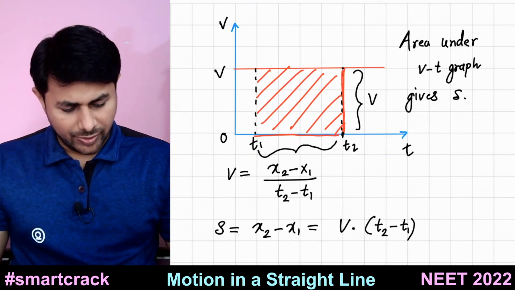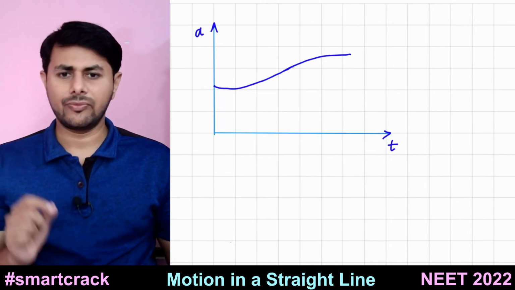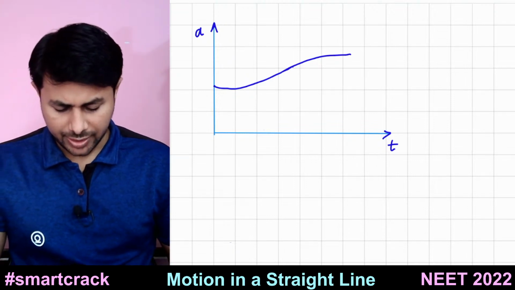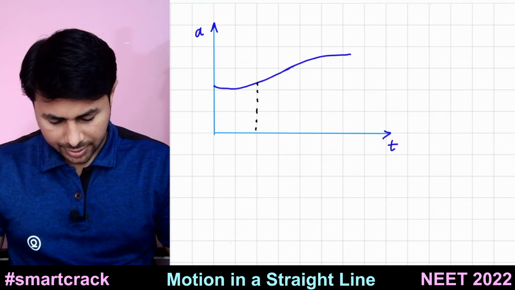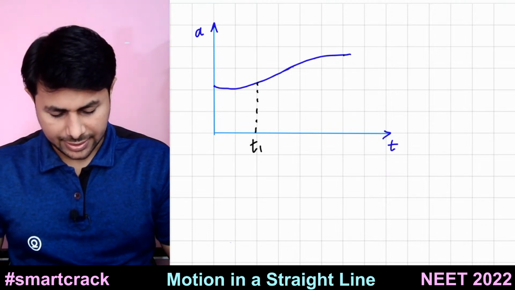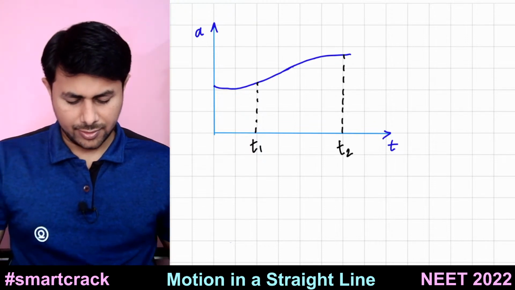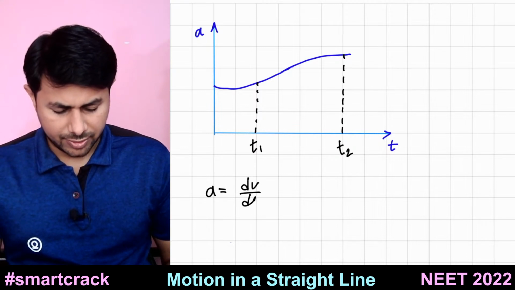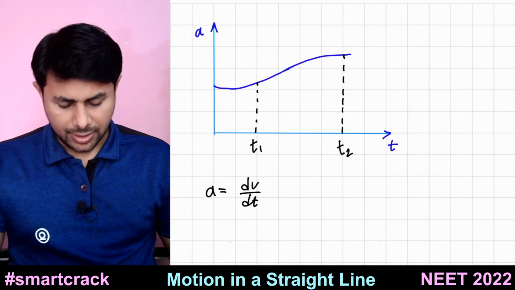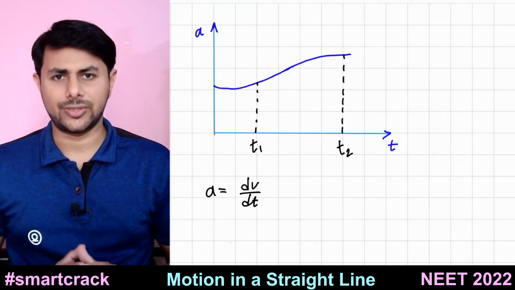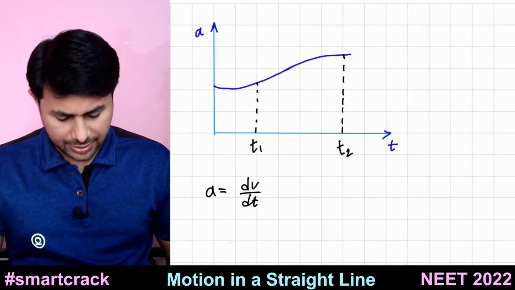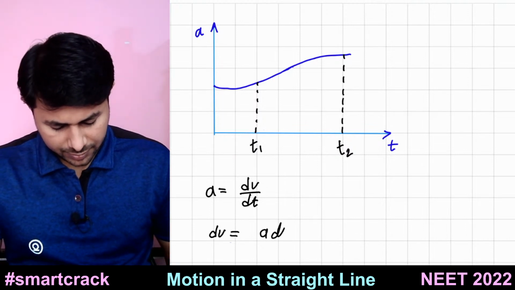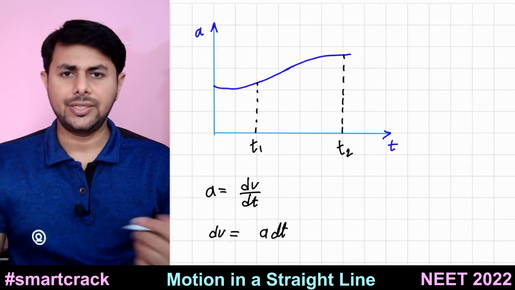So this is about the velocity versus time graph, and now we are left with one more graph, that is the acceleration versus time graph. Okay, so again it's simple. Here let's suppose I consider time t1 and time t2. So instantaneous acceleration a can be written as what? It is dv by dt, we just saw. Okay, so now I want to find out the change in velocity. So I can take dt on the other side, so I will write dv equals to a dt, and then I will integrate this.